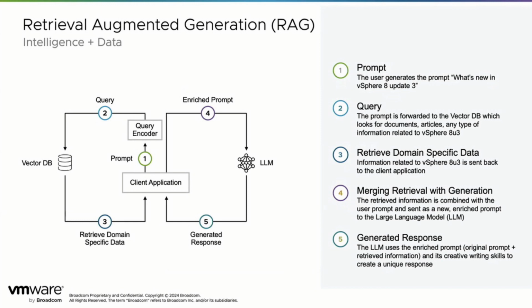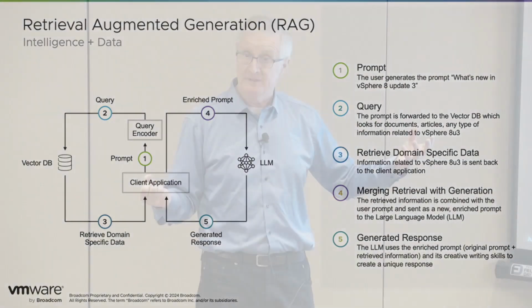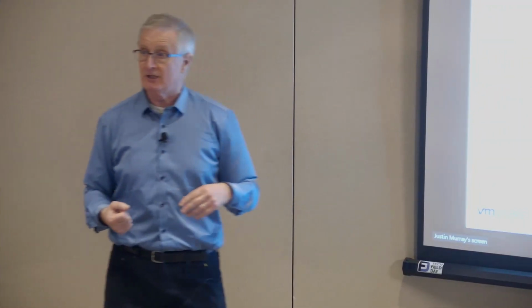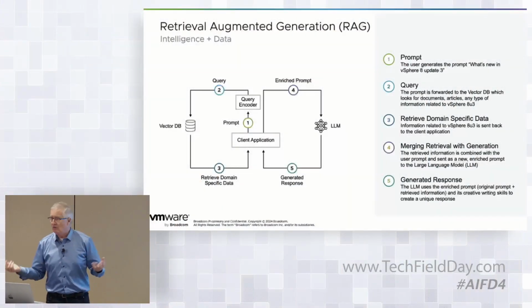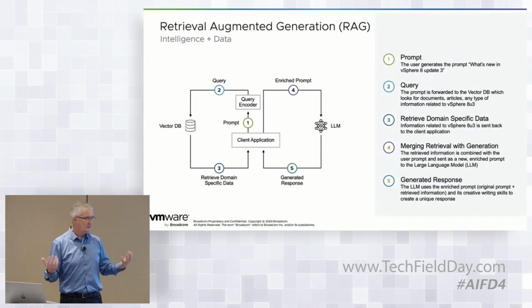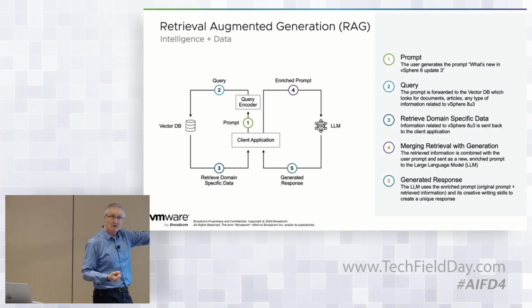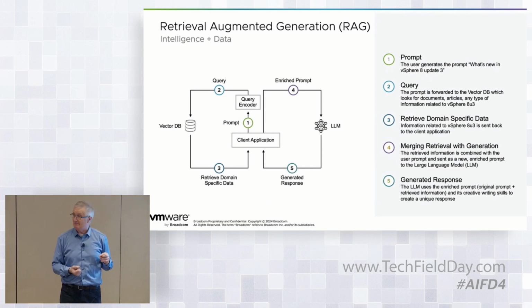And that vector database is capable of doing similarity searches that says, this person is obviously interested in vSphere 8 Update 3. Do I have any documents indexed in my data that refer to that subject? And of course, we've loaded our internal data in there, so it has something. So it returns then the index documents back to the client application, and the client application says, well, okay, this is a lot of documents, this is a lot of material. I'm going to send that to my large language model for summarization.